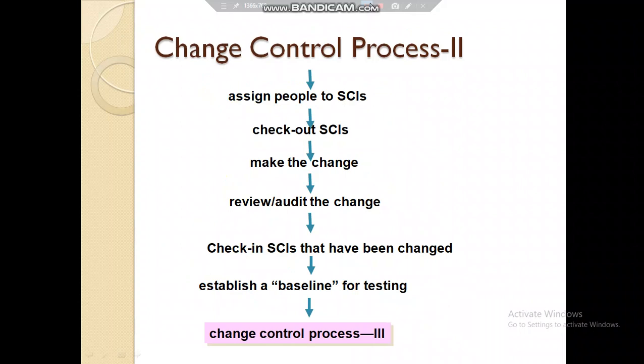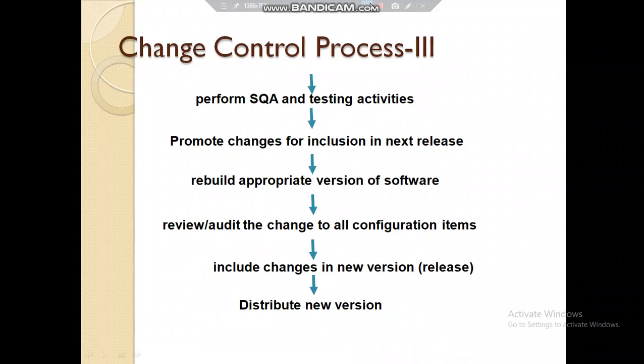Change control process 2. It assigns people to make the change, check out SCIs and make the change, review and audit the change, check in the SCIs that have been changed, and establish a baseline for testing. Change control process 3. It performs SQA and testing activities. It promotes changes for inclusion in the next release. They rebuild the appropriate version of the software. Review or audit the change to all configuration items. Include changes in the new version and also distribute the new version.